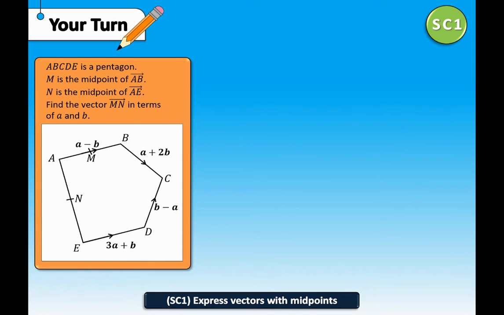For the amber question, we want to find the vector m to n in terms of a and b. So a to m is a half of a to b, and m to b is also a half of a to b. N to e is a half of a to e, and a to n is also a half of a to e. So if we want to go from m to n, we can go from m to a, and then from a to n.